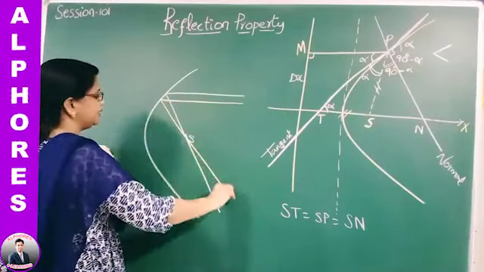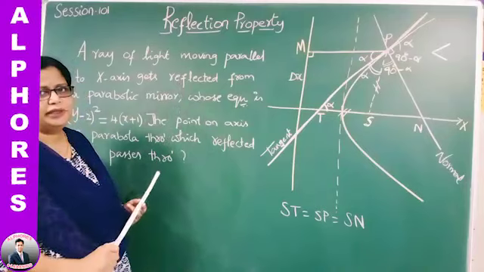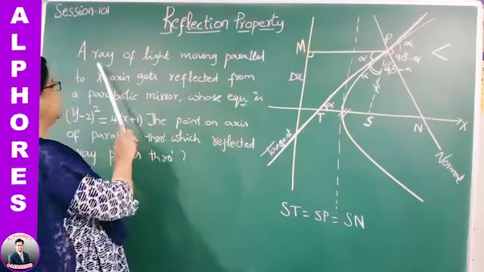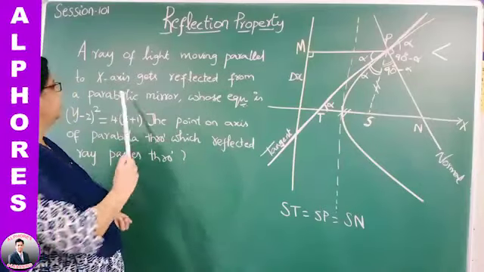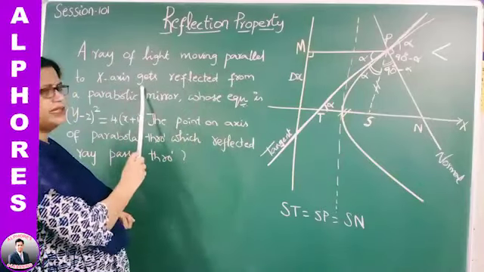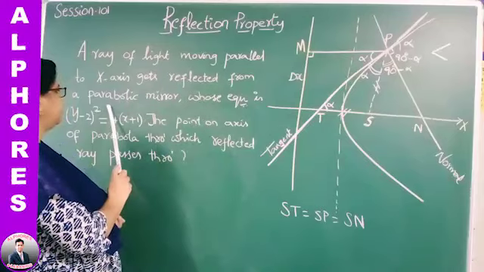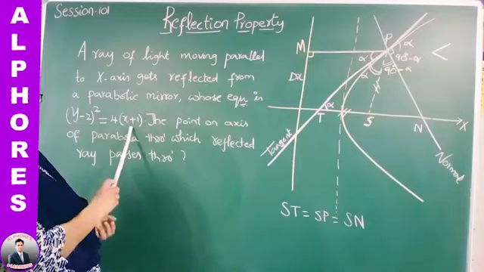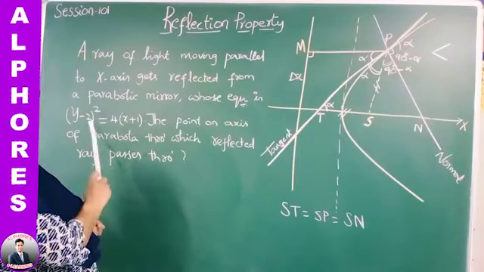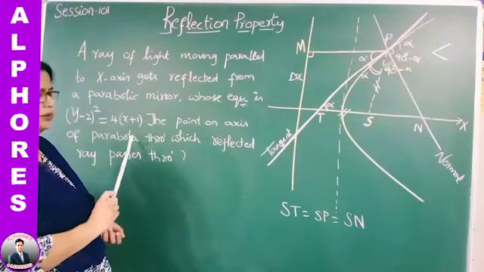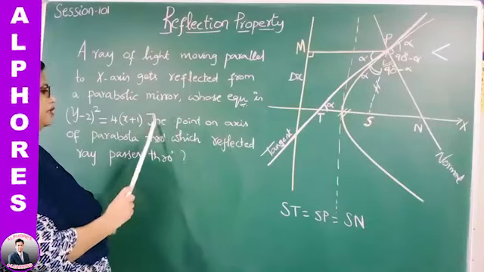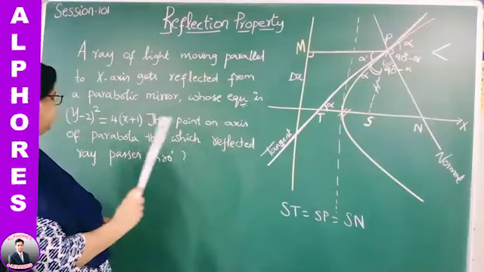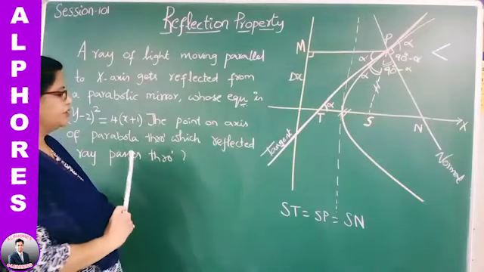Now let's observe, students, this problem seems to have so many lines, but it is just a small concept. Observe, a ray of light moving parallel to the x-axis gets reflected from a parabolic mirror, whose equation is given. That means this parabola is what kind of parabola? One whose axis is parallel to the x-axis. Now what they are asking is the point on the axis of the parabola through which the reflected ray is passing. So what is the point?